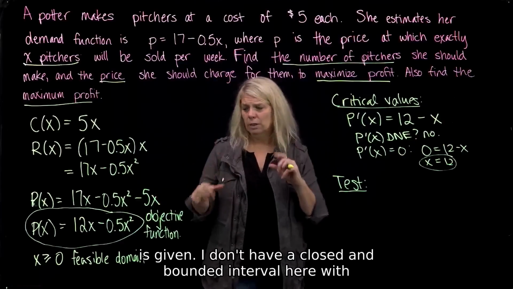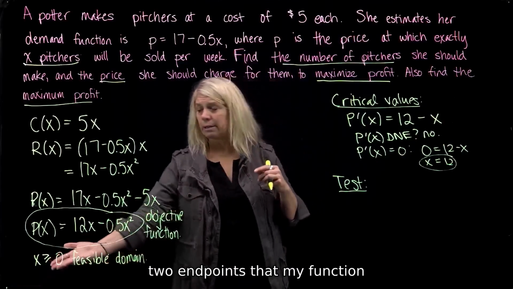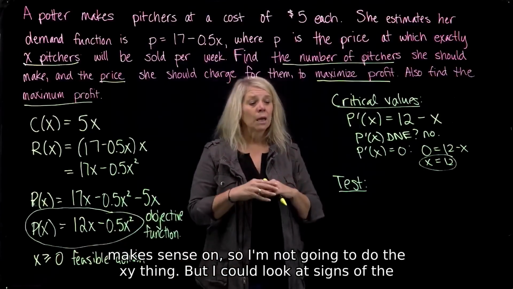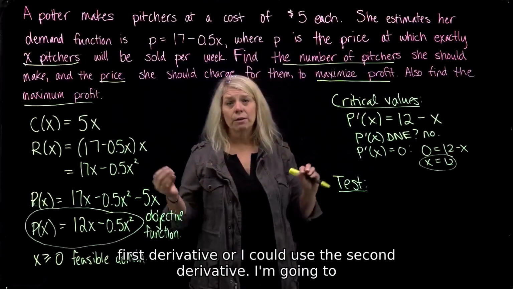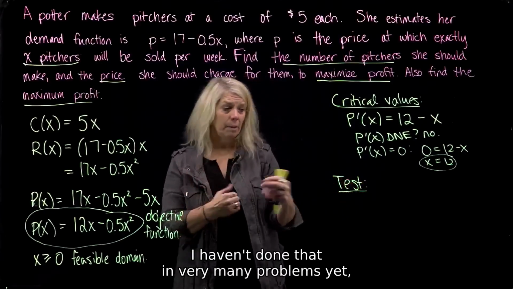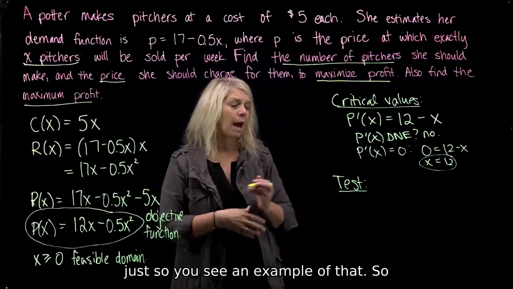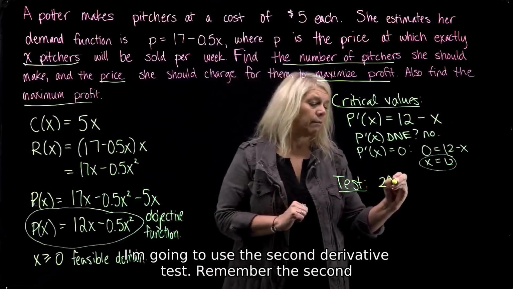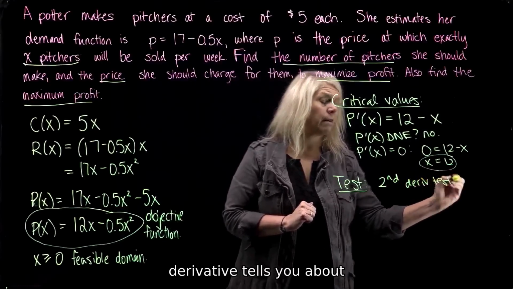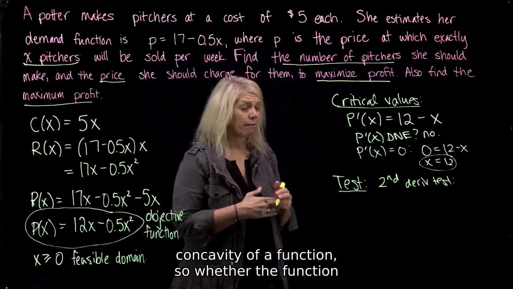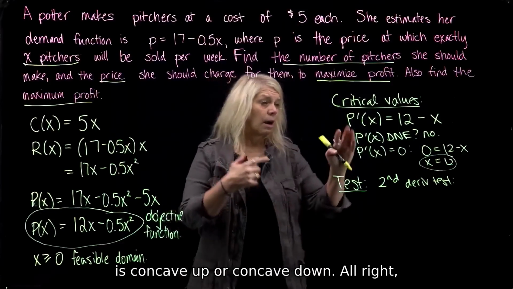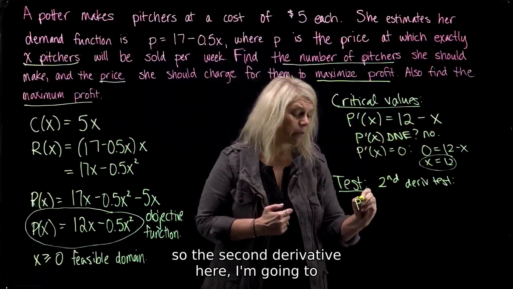I don't have a closed and bounded interval here with two endpoints that my function makes sense on, so I'm not going to do the x, y thing. But I could look at signs of the first derivative, or I could use the second derivative. I'm going to do that just because I haven't done that in very many problems yet, just so you see an example of that. So I'm going to use the second derivative test. Remember that a second derivative tells you about concavity of a function, so whether the function is concave up or concave down. All right, so the second derivative here, I'm going to first of all find that.